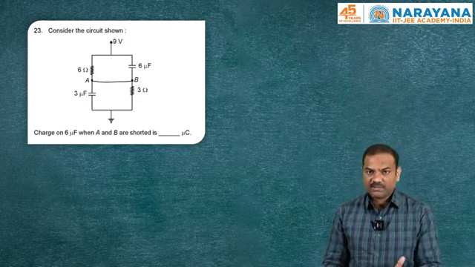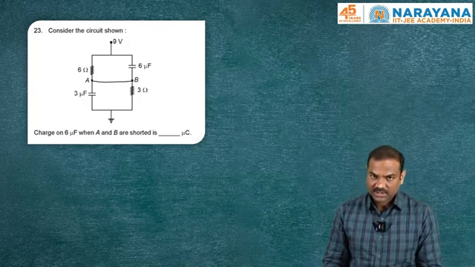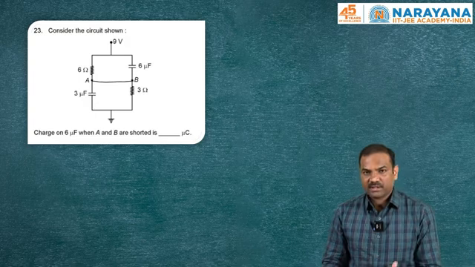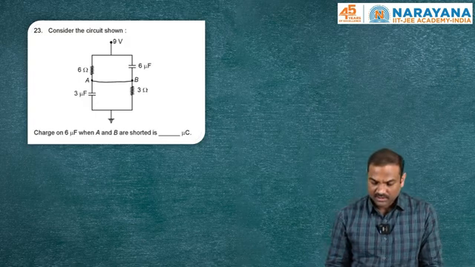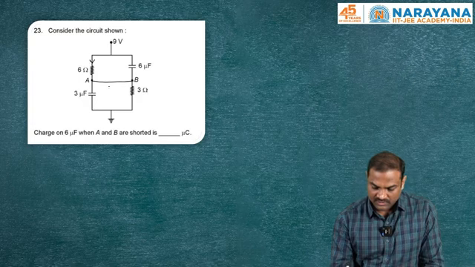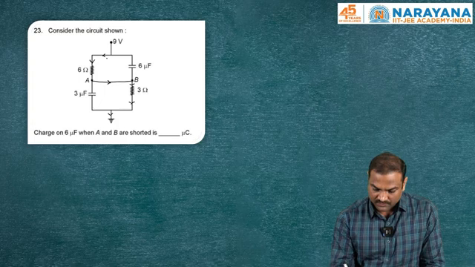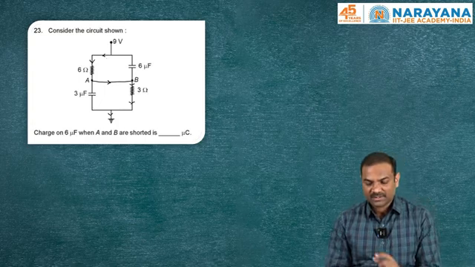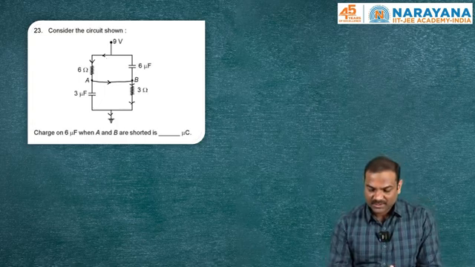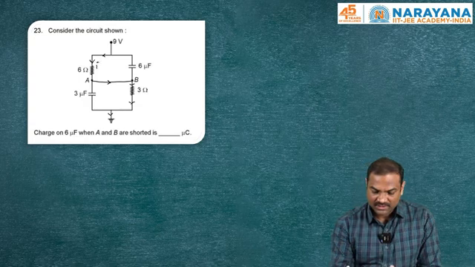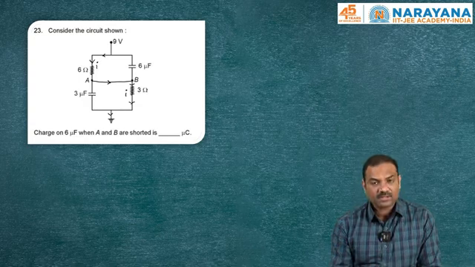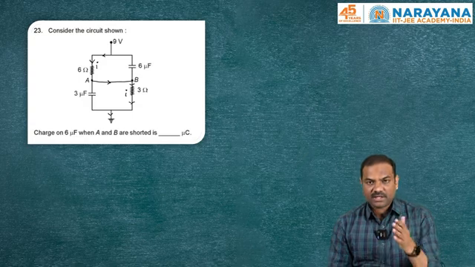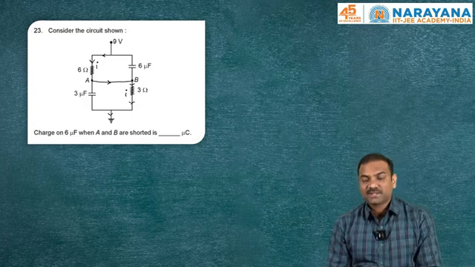So I'm solving for the steady state. In steady state, we know that the capacitor does not allow the current. So then the current flows through 6 ohm and 3 ohm and goes to the ground. So this is the path of the current because the capacitor does not allow it. So that means whatever current is there in 6 ohm, the same current will be there in the 3 ohm also. That means you can take it as 6 ohm and 3 ohm will be in series.